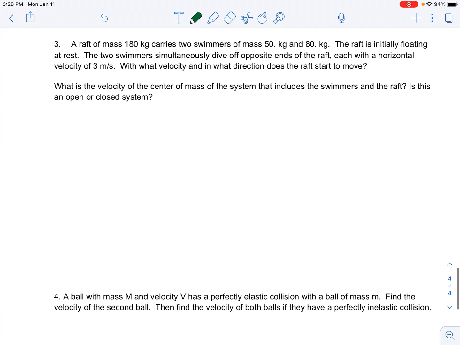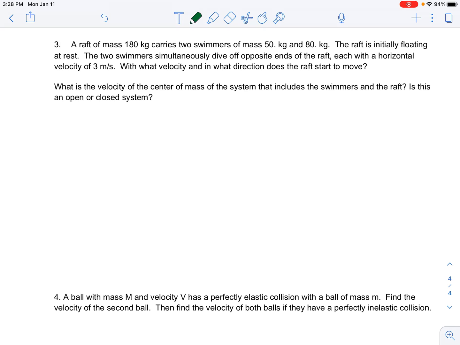All right, let's try number 3. A raft of mass 180 kilograms carries 2 swimmers of mass 50 kilograms and 80 kilograms. The raft is initially floating at rest. The 2 swimmers simultaneously dive off opposite ends of the raft, each with a horizontal velocity of 3 meters per second. With what velocity and in what direction does the raft start to move?